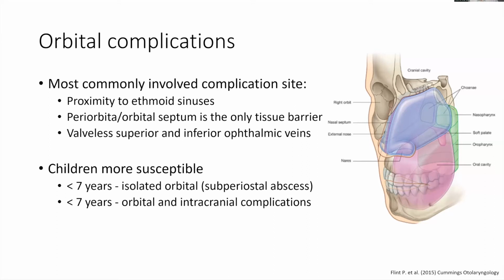The most susceptible group are the kids who are younger than 7 years of age. And usually we see isolated orbital complications. And actually that second point should be more than 7 years, obviously, where we see orbital and intracranial complications. So in patients older than 7 years old, we would see abscesses that are also affecting other sites like intracranial.